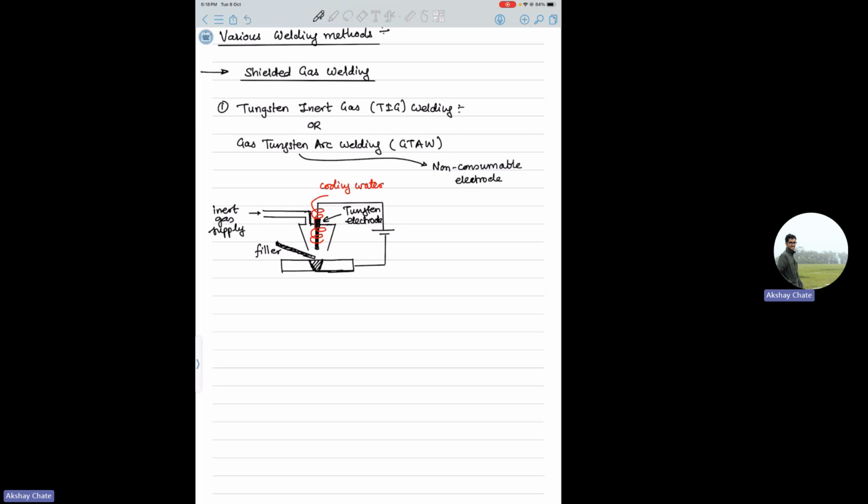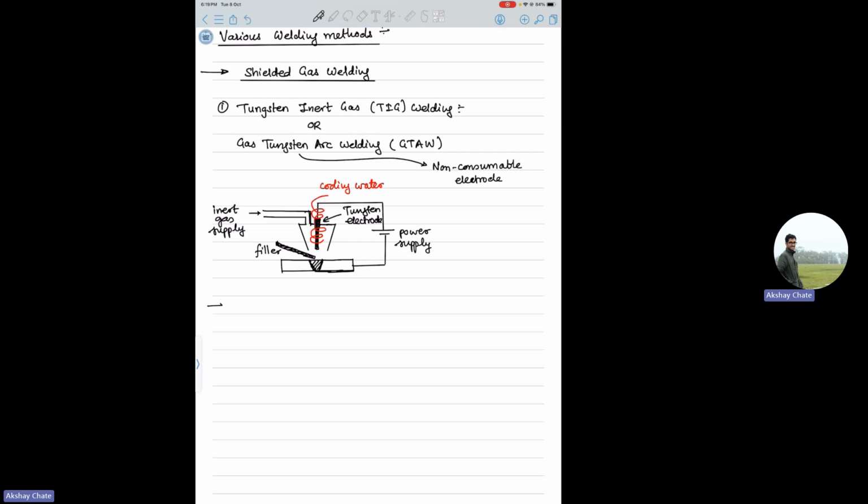Okay, so then some important points regarding this. Now the question is about the polarity, because we saw in the last class that there are different types: DCSP, DCRP, AC. So what kind of power supply do you need, or what kind of power supply is preferred? You don't want more heat at the electrode, because that way you need to provide more cooling water. So usually we supply AC.